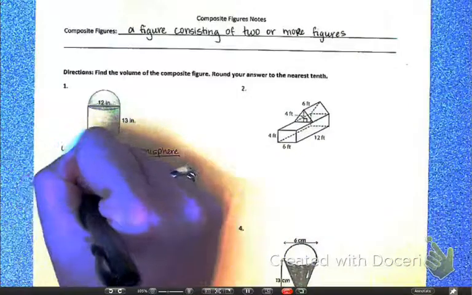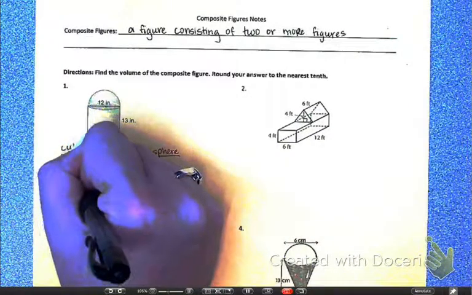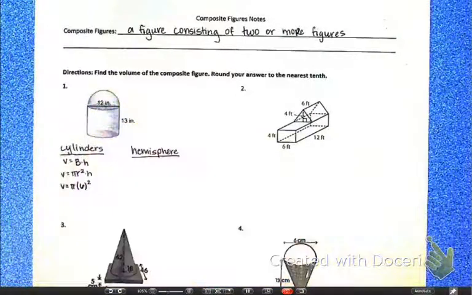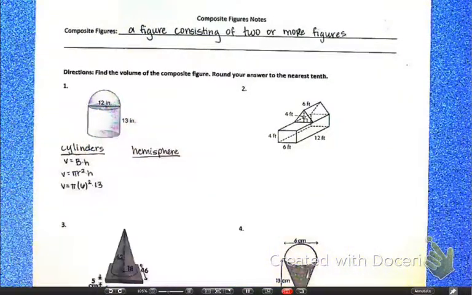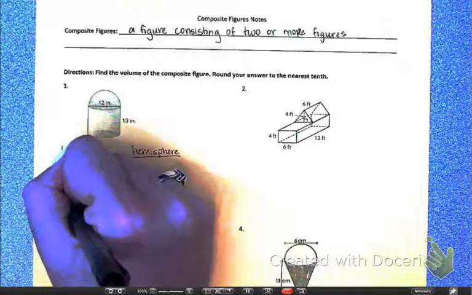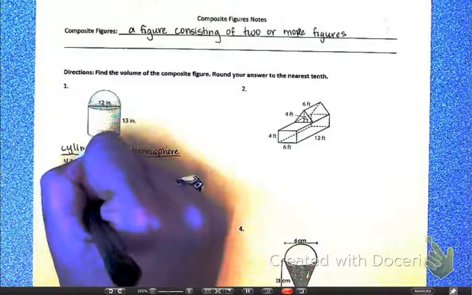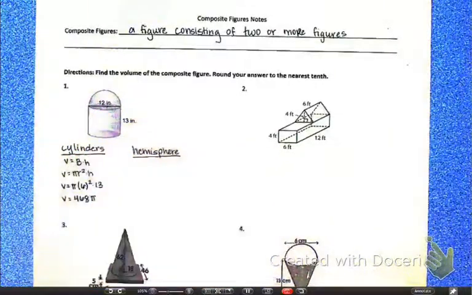So volume equals pi times 6 squared. And what's the height of the whole cylinder? 13. All right, in your calculator, 6 squared times 13 gives me a grand total of what? 468 pi. I'm going to leave that there for a second, and I'm going to find the volume of a hemisphere.